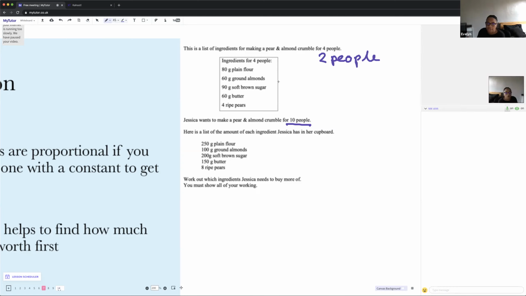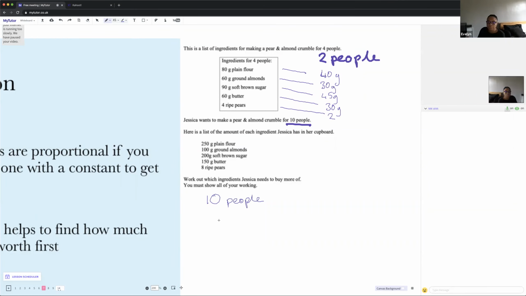So if I half everything, because half of 4 is 2, then I get 40 grams of plain flour. Just to save me from writing everything, I'm just going to draw them in lines, connecting them. So I need 40 grams of plain flour, 30 grams of ground almonds, 45 grams of soft brown sugar, 30 grams of butter, and 2 ripe pears. Now I can multiply each of those by 5 to work out how much I need for 10 people.